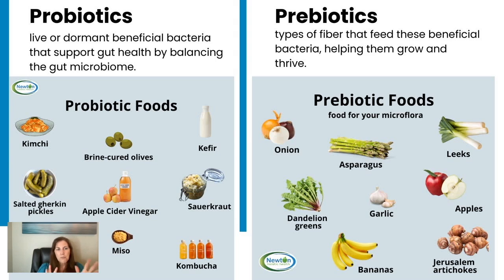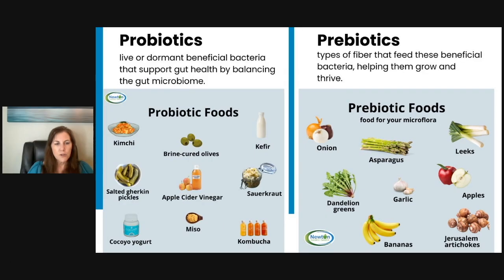Now let's look at prebiotics and probiotics. So first let's look at probiotics because we've talked a lot about microflora. That's actually what it is. It's the live or dormant beneficial bacteria that lives in the colon and supports balancing of our gut. And these include fermented foods like kimchi, sauerkraut, kombucha, really good quality yogurt, kefir. So, all of these things, okay?